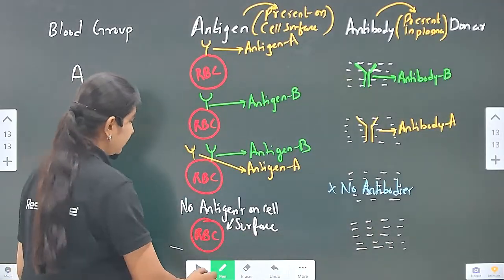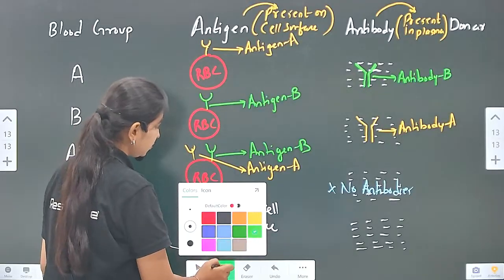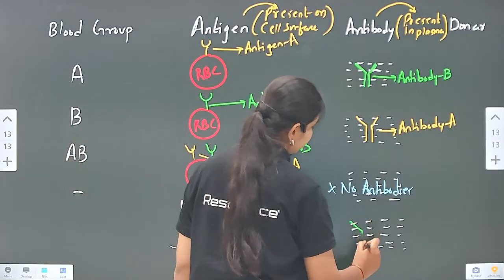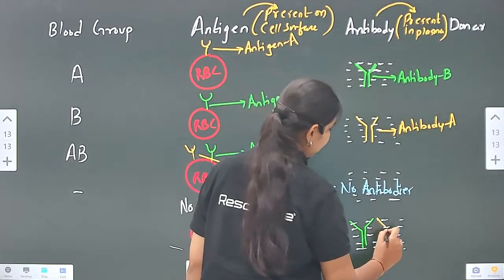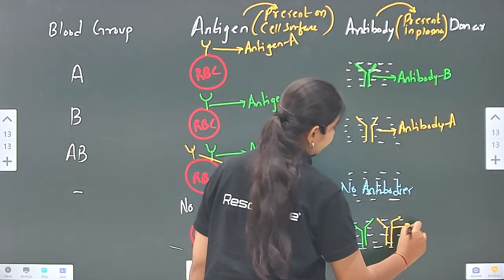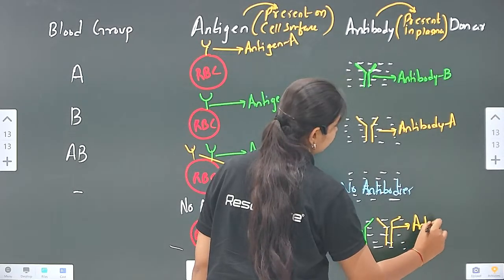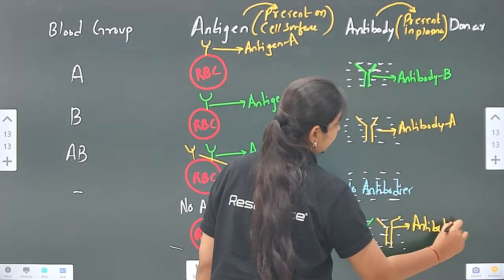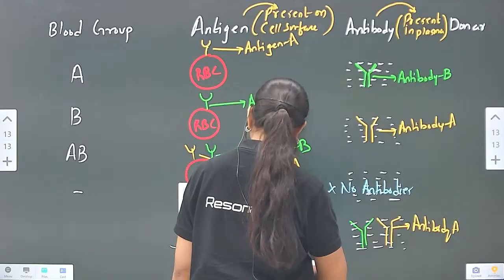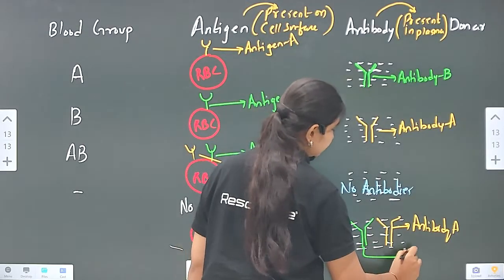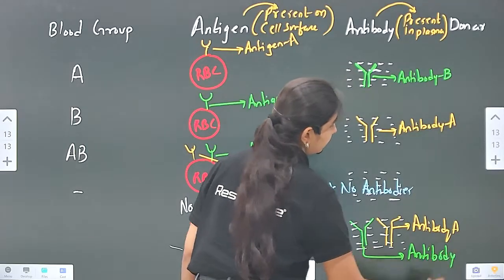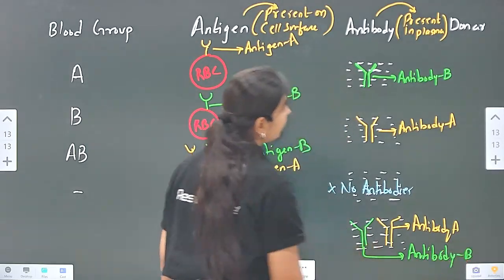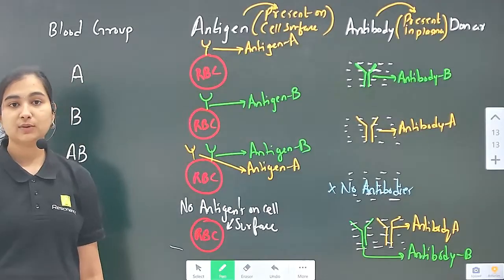Getting my point? So here I can draw the two antibodies. What are the two antibodies? The two antibodies are antibody A and antibody B. This is antibody A, and this is antibody B. Fine. So understood, students? Did you understand? Fine.